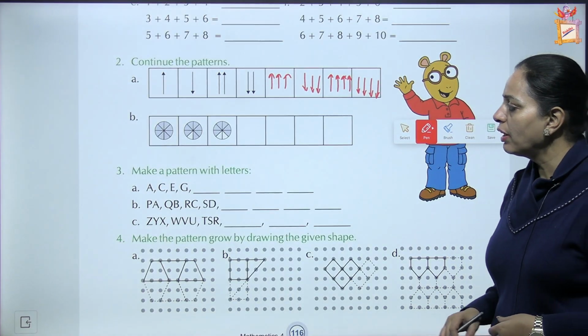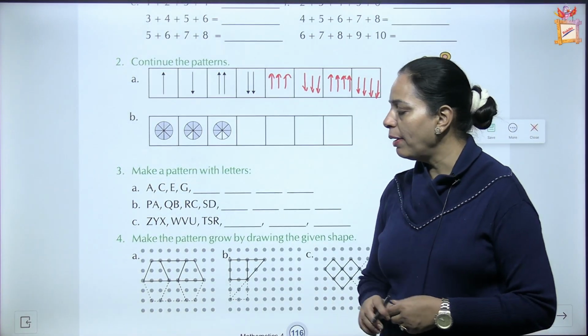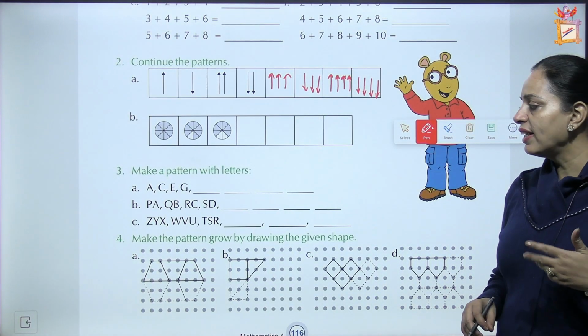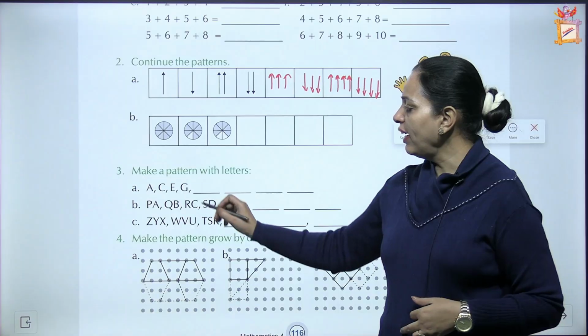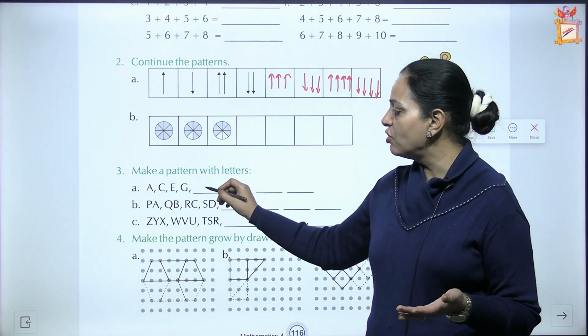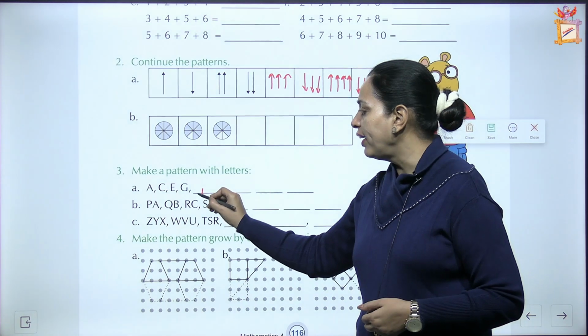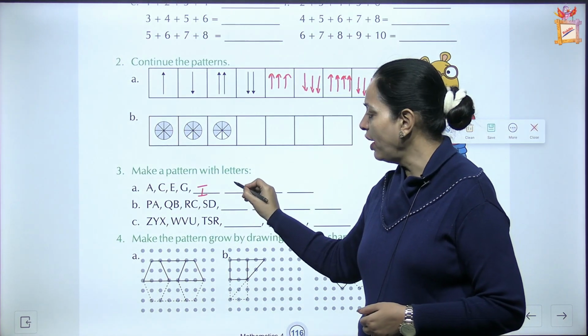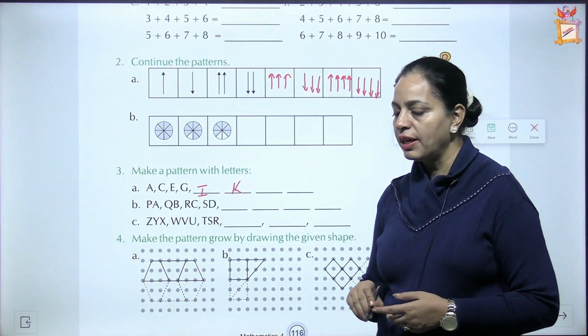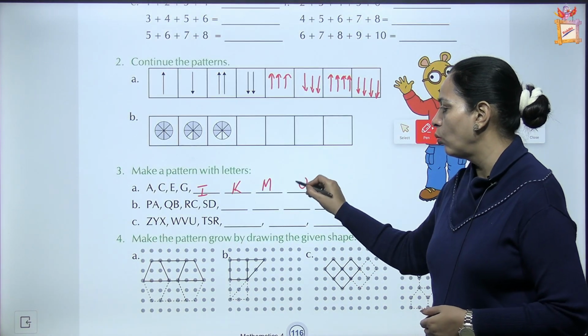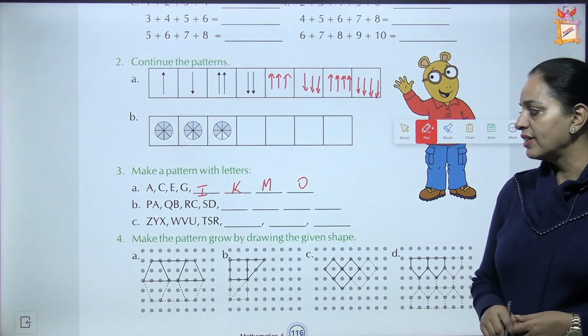The third one, make a pattern with letters like A part. A C E G. A B skip कर देंगे, C D skip करेंगे, E F skip करेंगे, G. Now after G, H comes, H skip कर देंगे, I skip J, K skip L, M skip N, O. Okay, so like this, right?